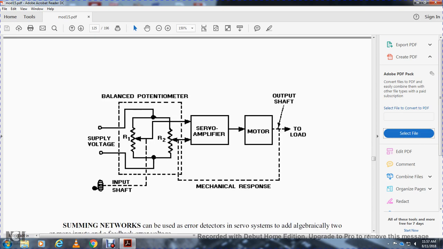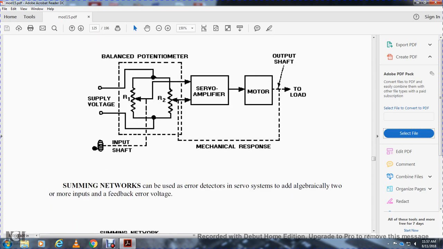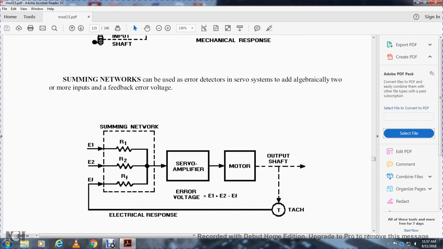Here is a balanced potentiometer: supply voltage, resistor 1, resistor 2, the input shaft, servo amplifier, motor, and the mechanical response output shaft going from the motor back to the potentiometer from the load. A summing network can be used with the error detector in the servo system to add algebraically two or more input and feedback error voltages. You have voltage 1, voltage 2, voltage frequency. Summing network: resistor 1, resistor 2, resistor frequency.